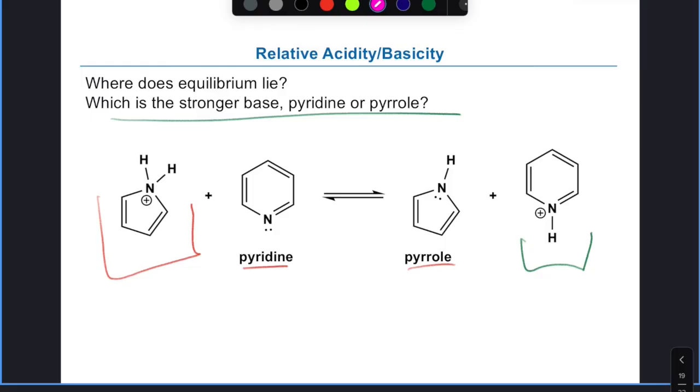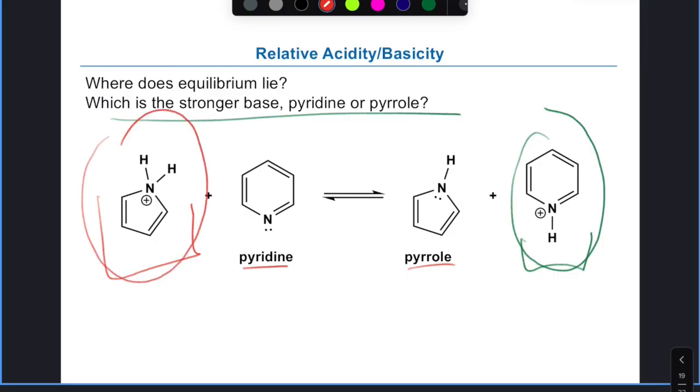So the parent question is, which way does the equilibrium lie? What we're trying to say is, which is the stronger acid, which is the stronger base. We're trying to identify stable materials and move towards that one. So first question, red cation versus green cation. So protonated pyridine versus protonated pyrrole. Which is more stable, red or green? Okay, green is more stable, which means red is less stable. So this is less stable or more reactive.